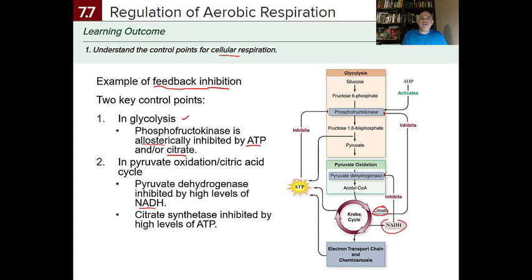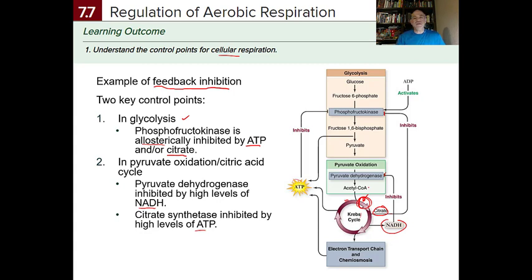And then you also have citrate synthase, which would be inhibited by high levels of ATP as well. So the citrate synthase would be the key enzyme that's right here at this point, where acetyl-coenzyme A, or acetyl-CoA, is going to come in here and bind with the oxaloacetate, which is in the Krebs cycle, to make citrate. So if you have good amounts of ATP, that would inhibit that enzyme right there in the process.